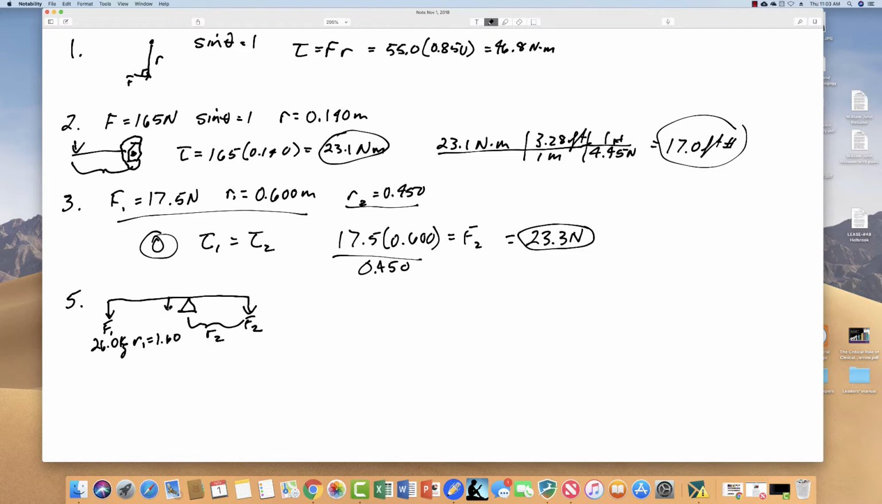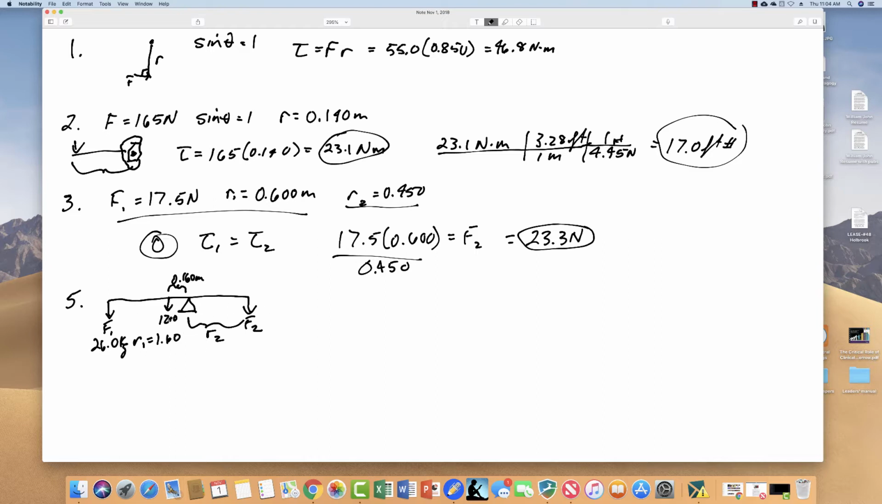Now what they've added here is the fact that the seesaw has a mass of 12 kilograms, and that mass is 0.16 meters from the pivot point. Now, these two torques are moving in the clockwise direction, and they have to be equal to the single torque that's moving in the counterclockwise direction for this seesaw not to move.